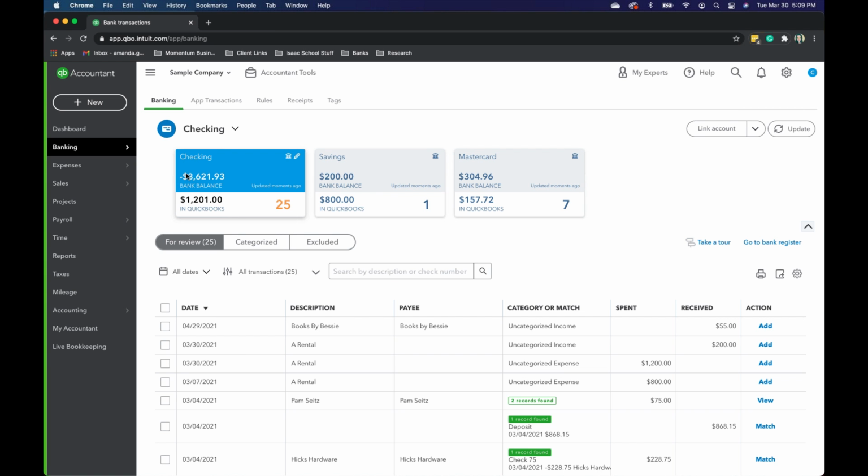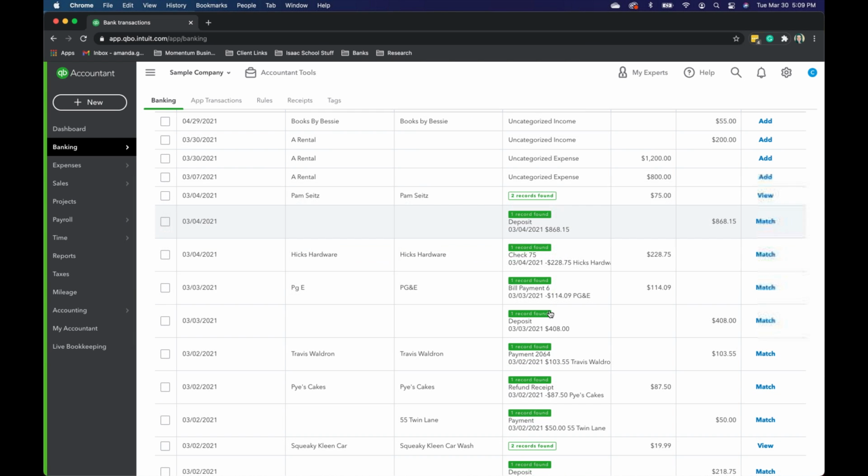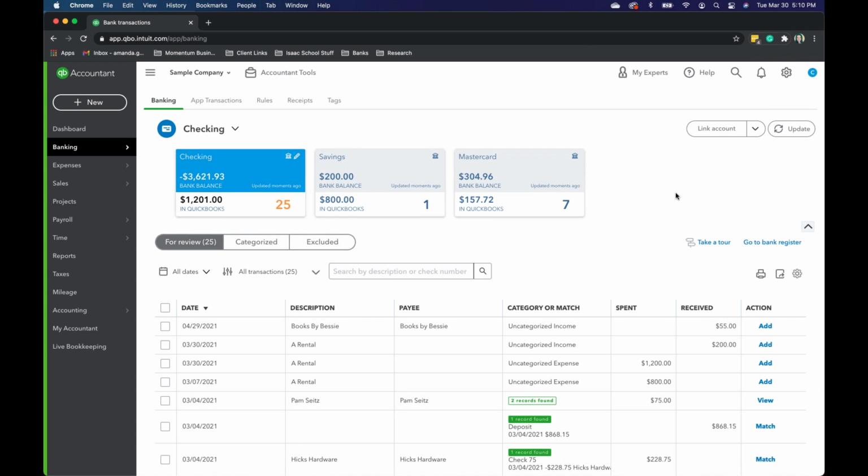So you'll notice right away that this person is in big trouble. They have a negative checking account balance at their bank. But we're not focusing on that right now. We're also not focusing on all of these matching transactions down here because these indicate that other things have happened behind the scenes prior to the bank feed updating.